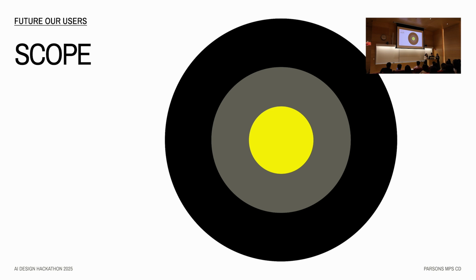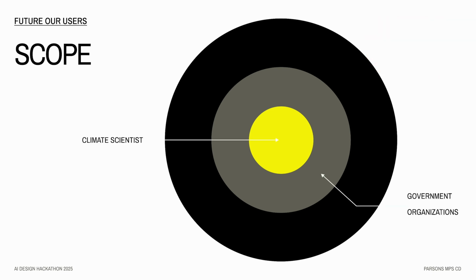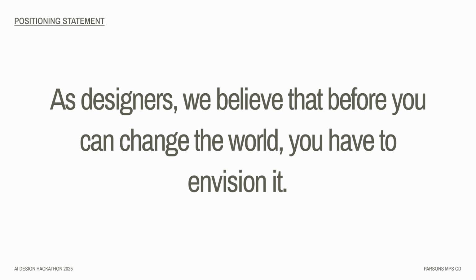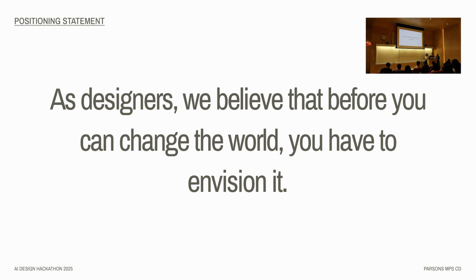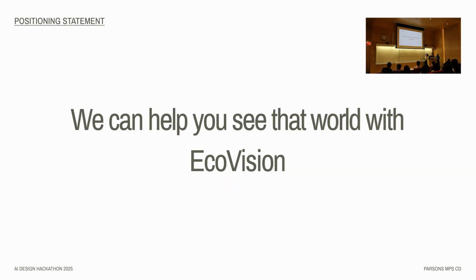So we have 3 tiers of users. Our core users are climate scientists, and the second tier is government organizations. And in the future, we hope to reach a wider audience, whoever owns a space and wants to optimize their space to reach a better eco-balance. As designers, we believe that before you can change the world, you first have to envision it. And we can help you see that world through EcoVision. Thank you.